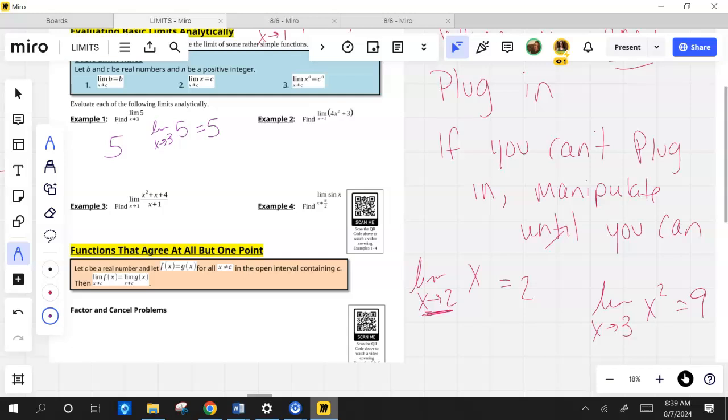Are y'all looking at me like that because it's too easy? Okay. So you're waiting on it to get like terrible? Maybe.